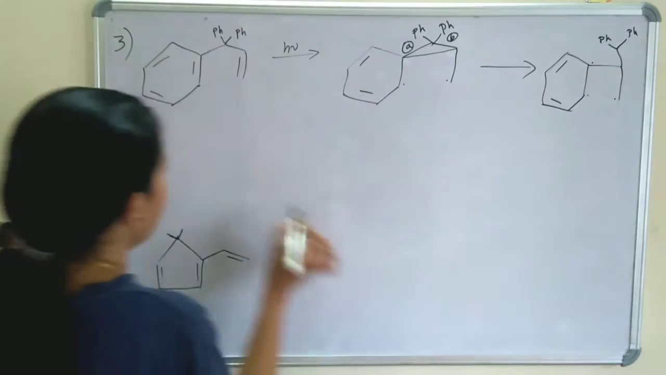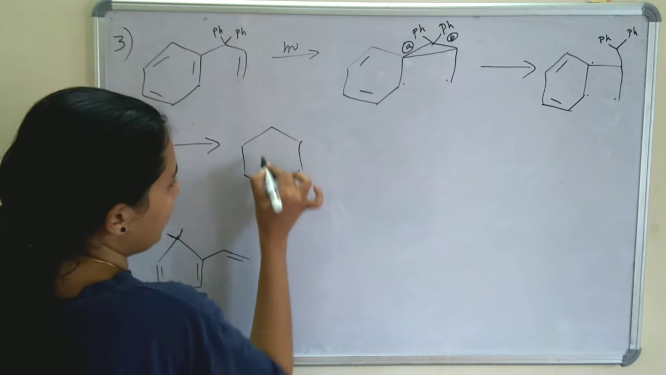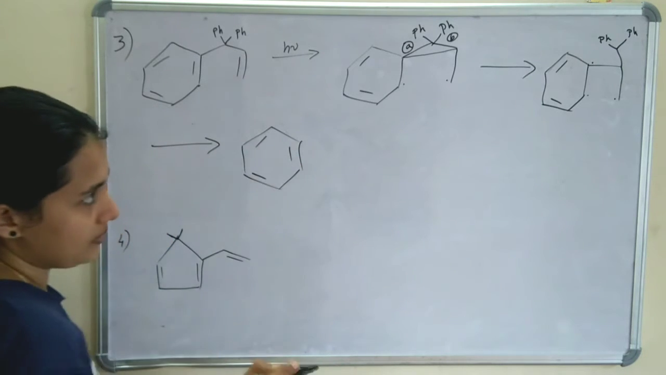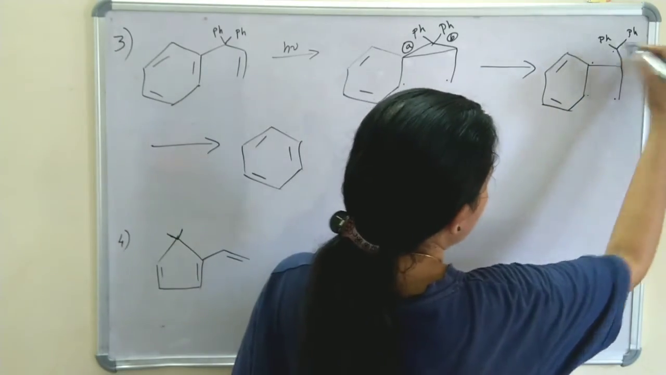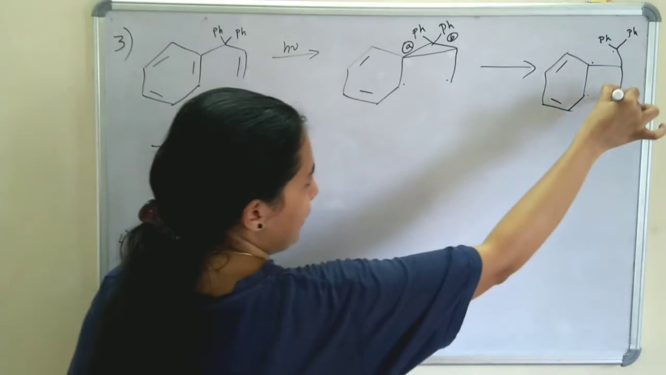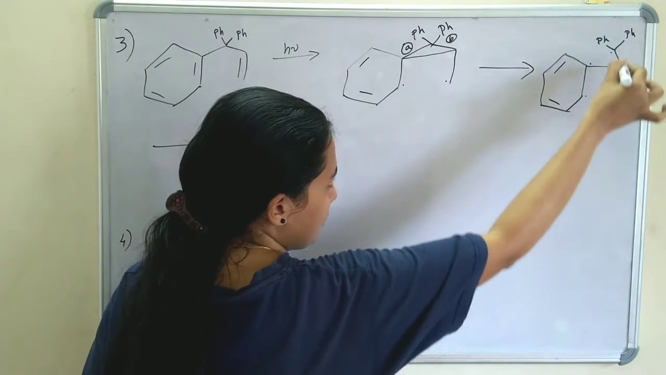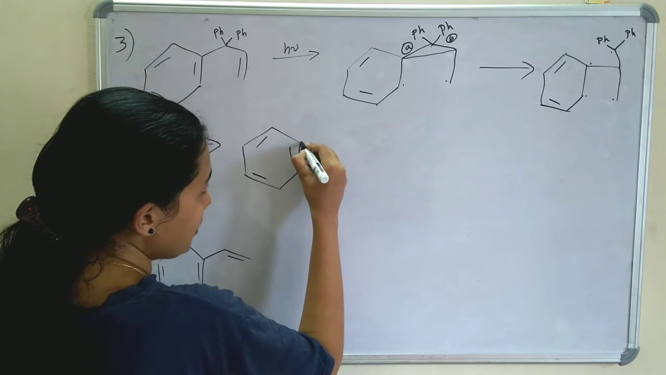Now these will form a bond. Aromaticity is maintained. So aromaticity is maintained. And here also a radical is formed. Now a cyclopropane ring is formed by combining these two radicals, 1, 2 and 3. Cyclopropane ring is formed.